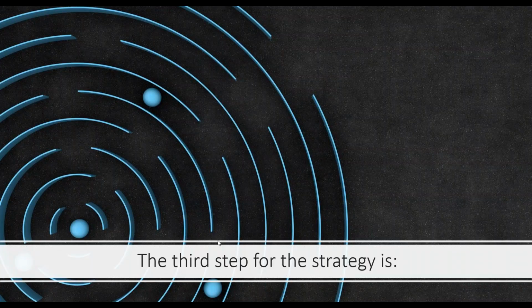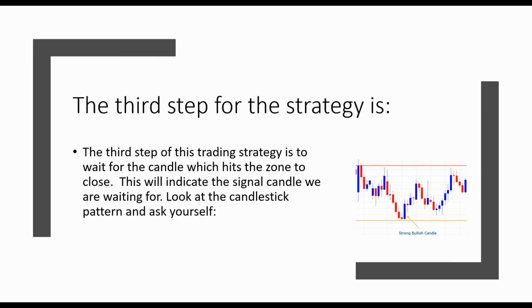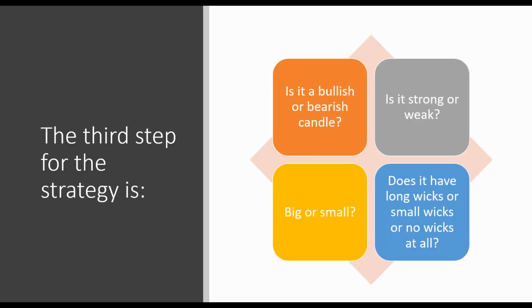In step 3 is to wait for the candle which hit the zone to close. This will indicate the signal candle we are waiting for. If it touched the zone and then closed back above the zone, it may not be a valid candle. What we're looking for is a strong bullish candle off of a support level or a strong bearish candle off of a resistance level. So we want to see how big the candle is. Is it big? Is it small? Are the wicks long or the wicks short?